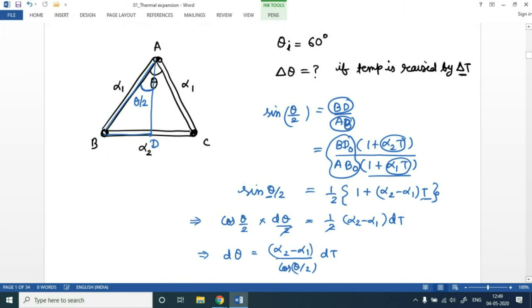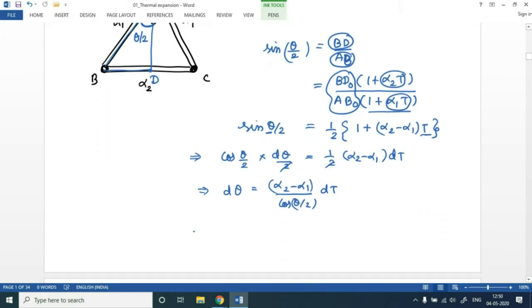Integrating those, simply delta theta will be alpha 2 minus alpha 1, and you can take the initial value of theta, theta equal to 60 degree we are asking. So cos 30 degree would be root 3 by 2 into delta t, and you can substitute these values if they are given, and delta t etc., in order to get the answer. So that was one of the questions.